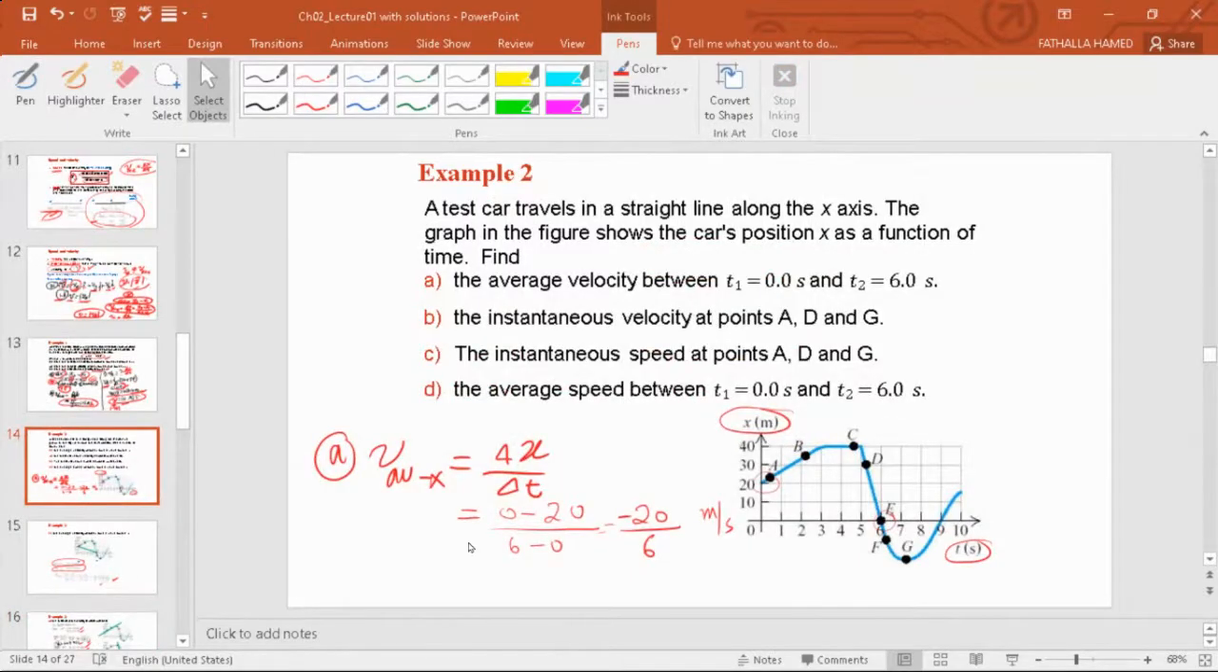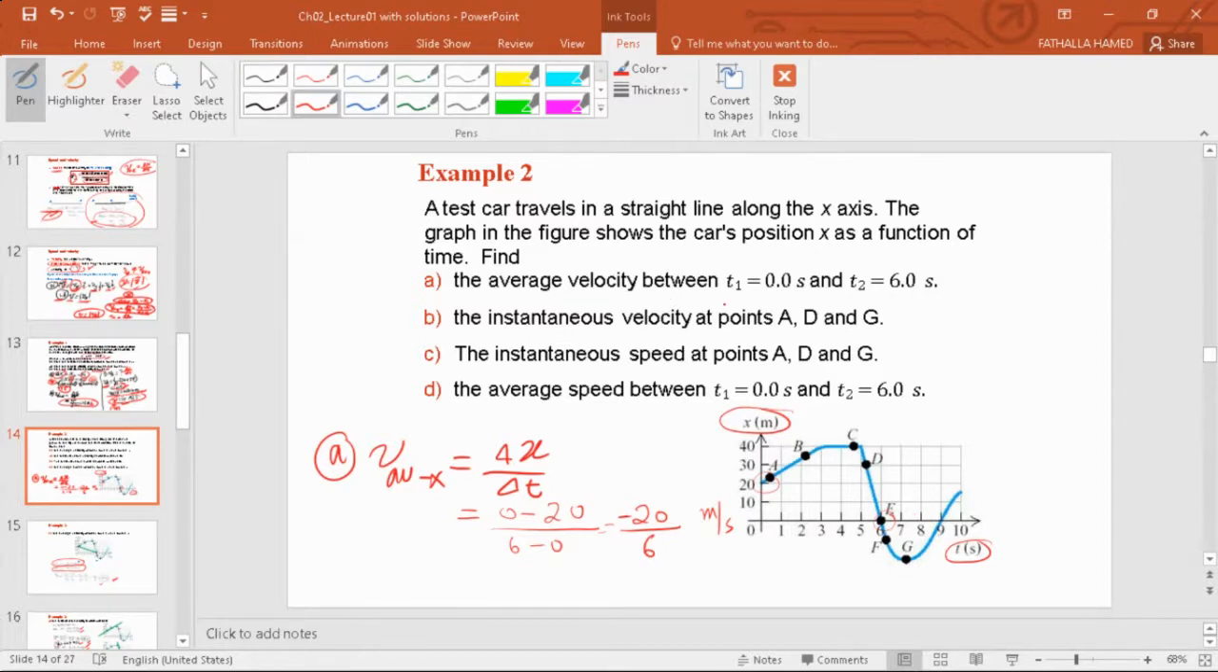Now in this example, they will give you an x-t graph. So you have x, and the units are meters. On the horizontal axis, you have t, and the units are seconds, and they give you this graph, and they give you different points: A, B, C, D, E, G.